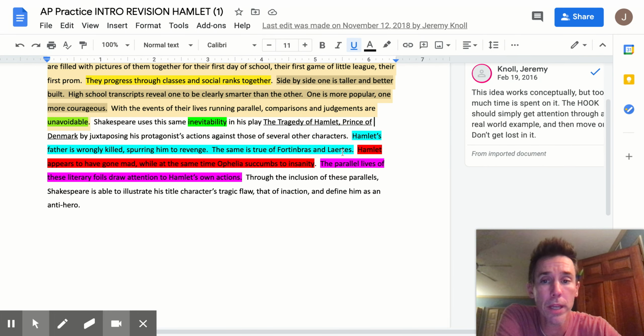And so then up here I had, Hamlet's father is wrongly killed, spurring him to revenge. The same is true of Fortinbras and Laertes. If you think about that, that's incorrect. So that's what I wrote, my first draft. And it takes really going back and testing what's on the page to figure out that's not an accurate statement, because the same is not true of Fortinbras and Laertes. It's actually totally different. Because otherwise that would mean Hamlet is actually going and getting revenge just like they did.